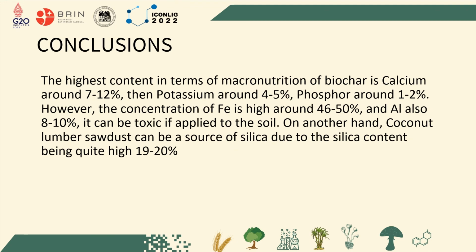So the conclusion: the highest content in terms of macronutrients of the biochar is calcium at around 7 to 12%, then potassium around 4 to 5%, phosphorus around 1 to 2%. However, the concentration of Fe is high, around 46 to 50%. Also, Al is 8 to 10%. It can be toxic if applied to the soil.